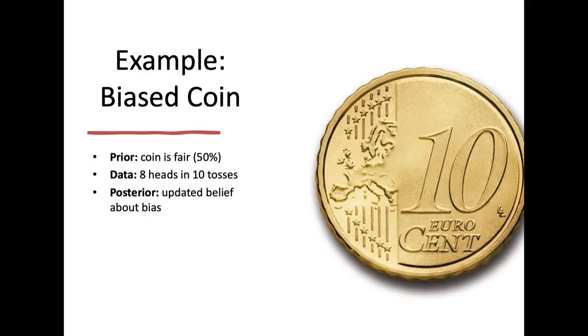The likelihood suggests that 8 heads in 10 flips is more likely if the coin is not fair. So our posterior will shift, maybe towards 70% or 80% heads, depending on how strong our prior was and what the data showed. This is Bayesian thinking in action. It adjusts beliefs based on outcomes.